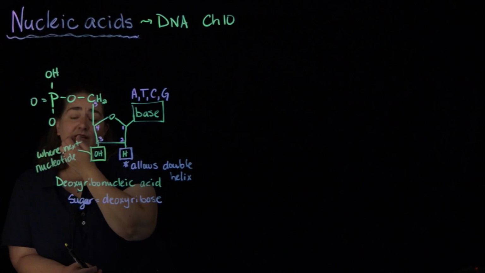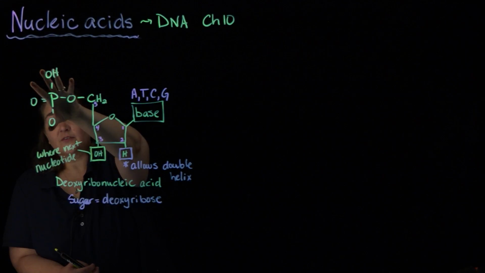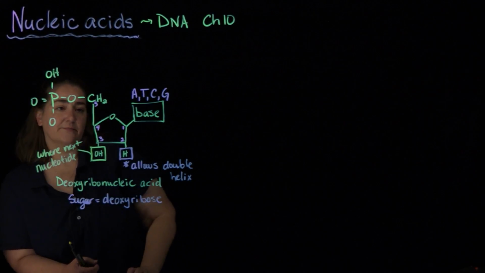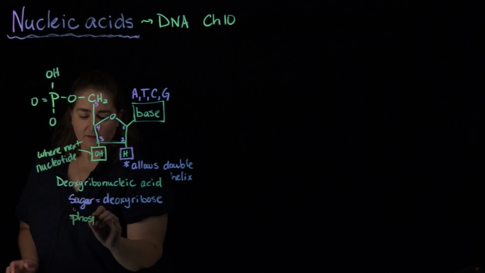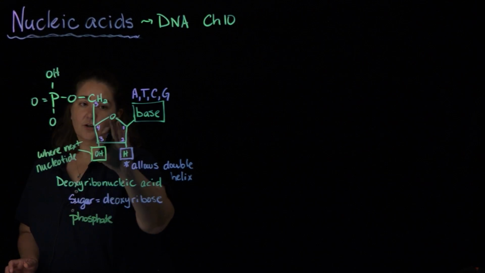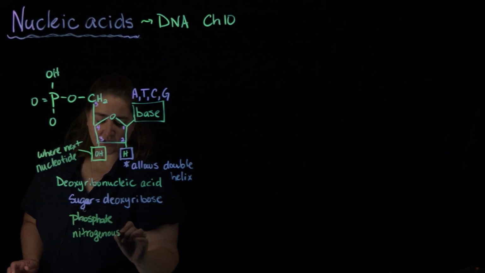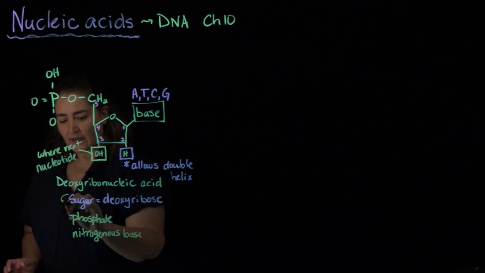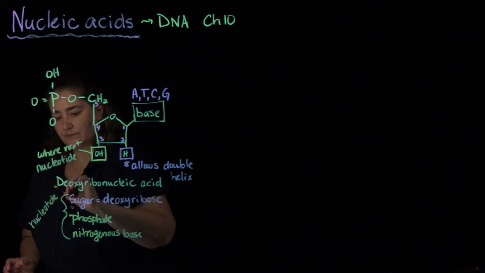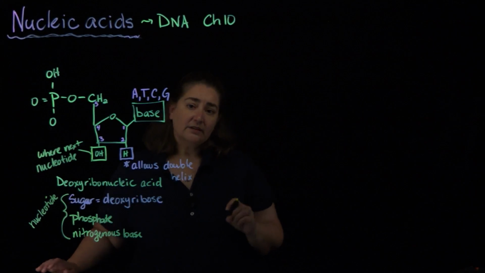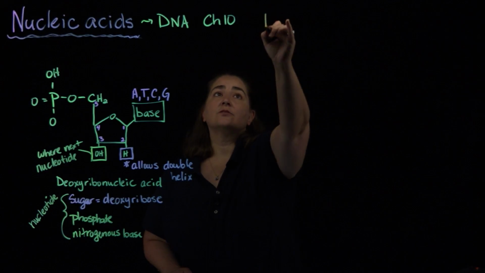Our 5' carbon, that's where our phosphate group is located. It's not added, sorry. That would be more accurate for me to say, okay? So we need our phosphate group. We need our sugar. And we need our nitrogenous base. That's going to be what makes up our nucleotide. Okay?